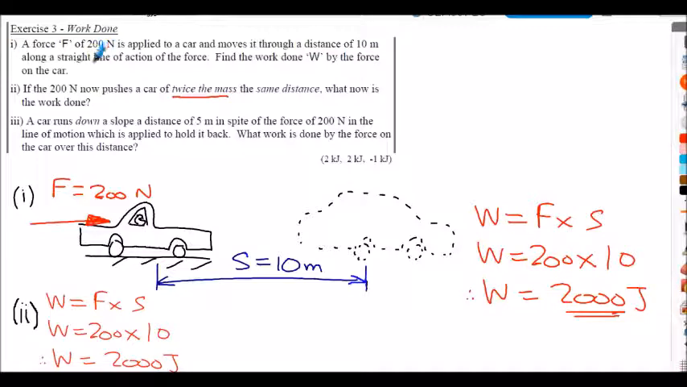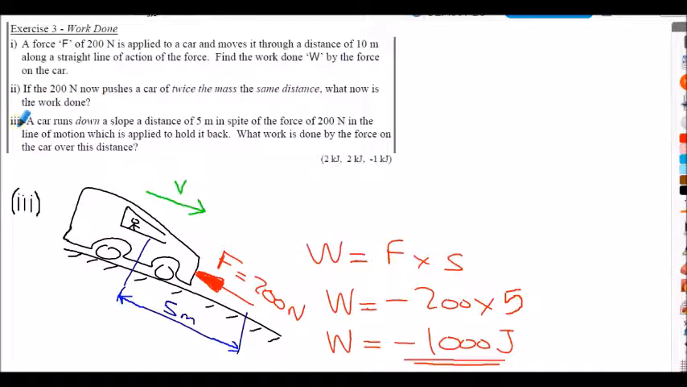However, if we consider the 200 newtons now pushes a car of twice the mass over the same distance, what's the work done? The work done is identical to part 1. In other words, the force is still 200 newtons, the distance in the direction of the force is still 10 meters, and so the work done is still 2,000 joules. So in other words, work done is independent of the mass moved. And that's a characteristic to note.